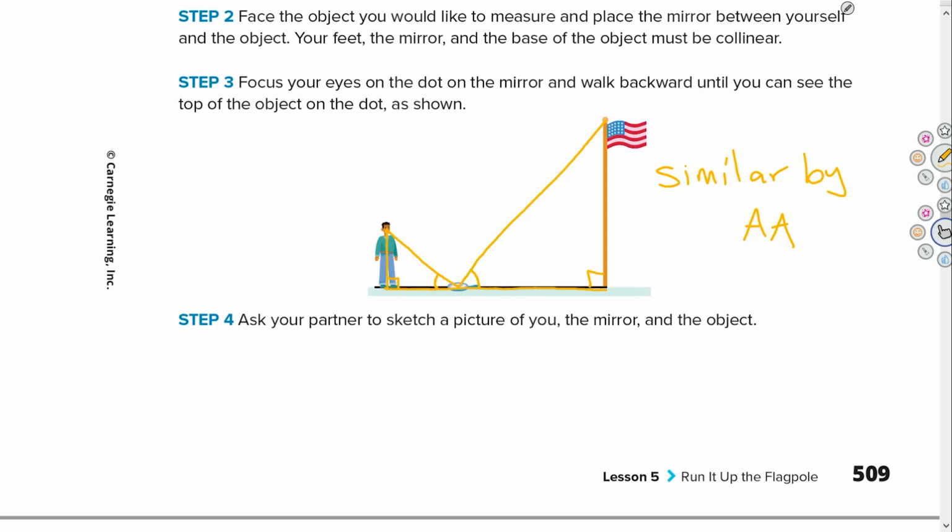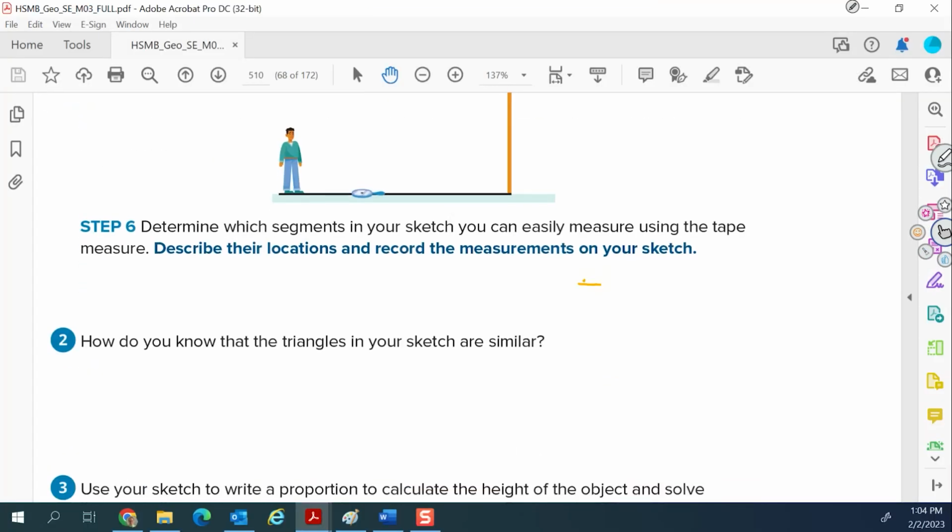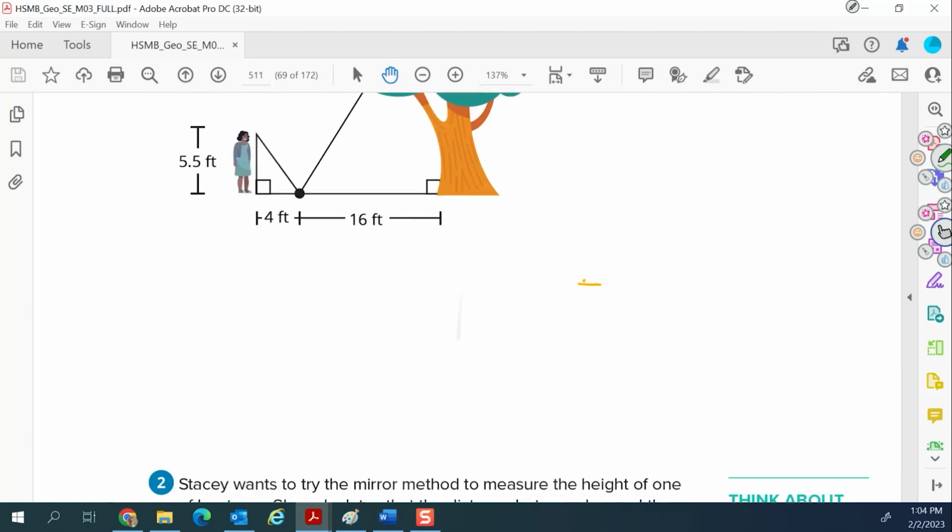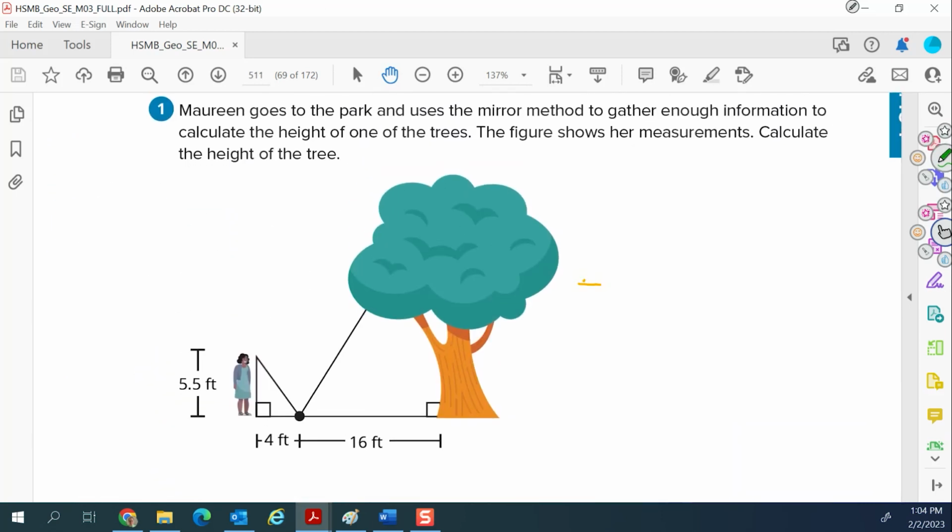Okay, now let's give you an example where you have lengths. So let me erase this. A very similar problem down here. Okay, Maureen goes to the park and uses the mirror method. So there's a mirror down here to gather enough information to calculate the height of one of the trees. Okay, it's a common thing people do in parks. They wonder how tall trees are. I'm just kidding. But for some reason, she wants to know how tall the tree is.